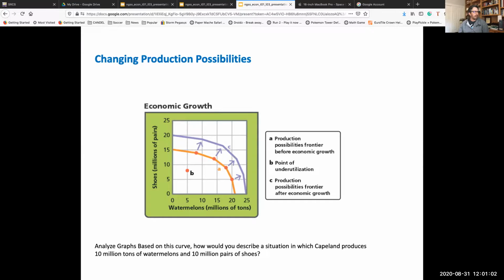What we're really talking about today, though, is along that orange line. Those are all efficient uses of resources, right? Analyze graph based on the curve. How would you describe a situation in Cape Land produces 10 million tons of watermelon and 10 million pairs of shoes? Okay, so 10 and 10. How would you describe that? Is it efficient or inefficient? 10 million tons of watermelon and 10 million pairs of shoes. Find that on the graph and tell me if that's an efficient use or inefficient or underutilization.